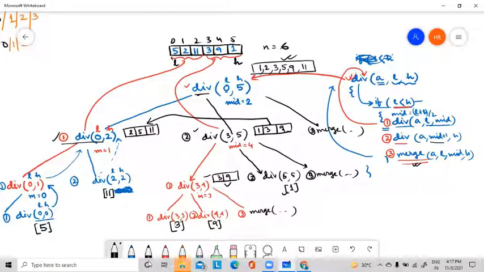So in this way, these two divs will be called in tree structure, and this merge will be called. Okay, see, for this div function, there is one 0 to 0, another div is from mid plus 1, mid is 0, so 1 to 1. So 1 to 1 means this is element 2. For this diff function, there is one merge function. This will merge these two elements. So this will return 2 comma 5. This will return 11. So 2 5 11 is merged using this merge function.